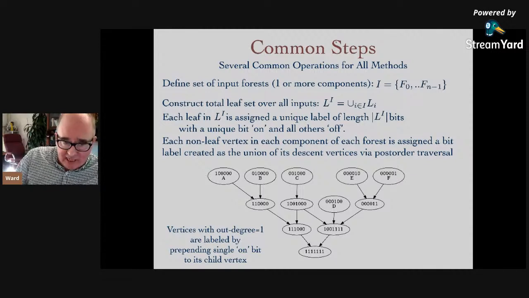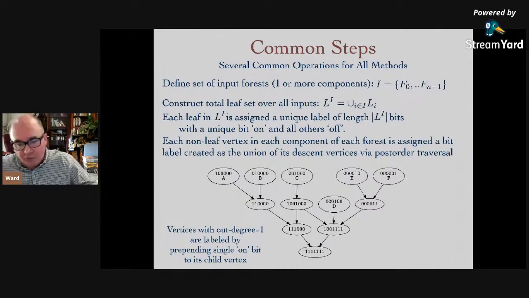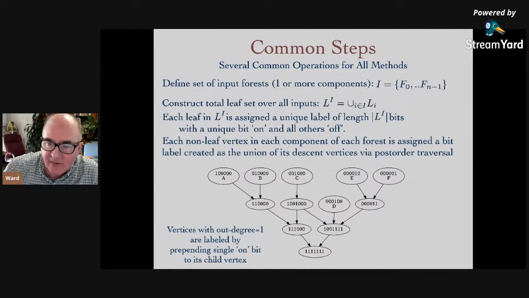Each non-leaf vertex in each component of each forest is assigned a bit label created as the union of its descendant vertices via post-order traversal. So post-order traversal is leaves to root. It's often called a down pass. I don't like to use that term because if you put the roots on top or to the left or the right, saying down pass or up pass doesn't really make much sense, or it can be confusing. So post-order is from the leaves, A through F, down to the root.